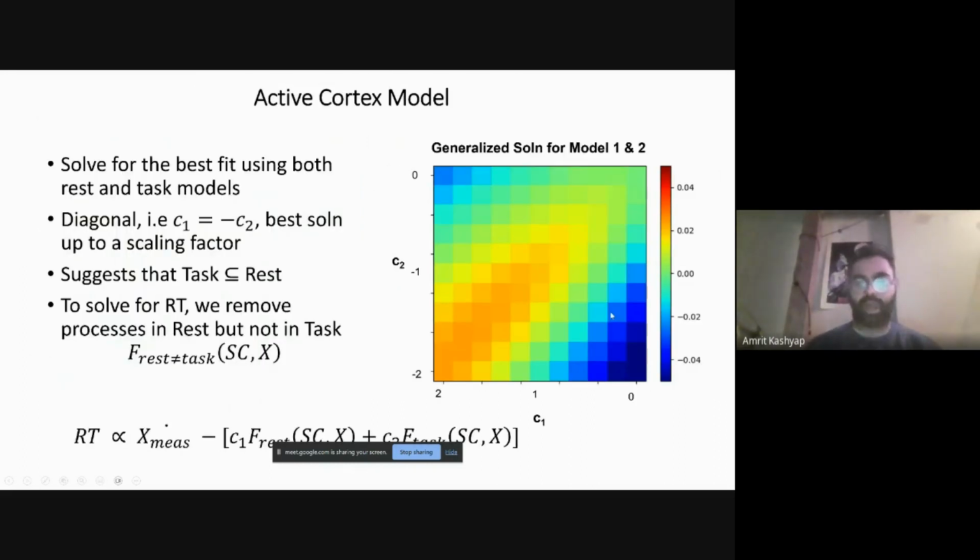Okay, so I promised that we would get to understanding how we get the processes that are in rest but not in task. To do this, we have assumed this active cortex model, which assumes that task is a subset of rest. So during rest, all processes are active, and during task, only a certain subset of them are utilized to perform a certain behavioral task.